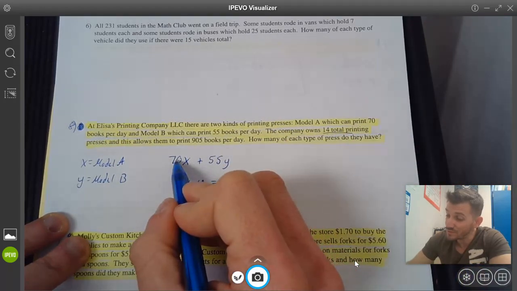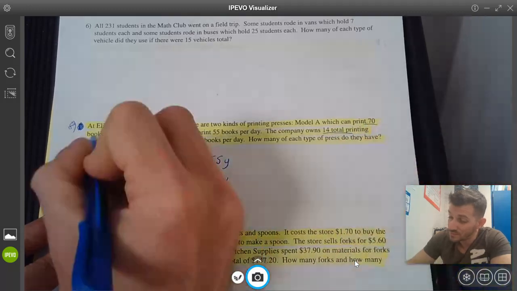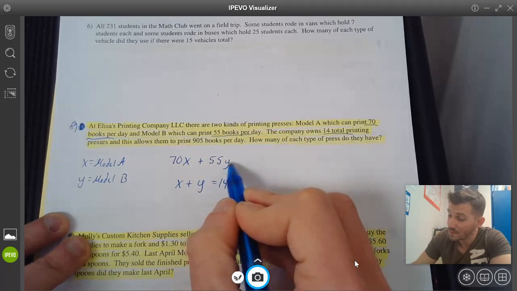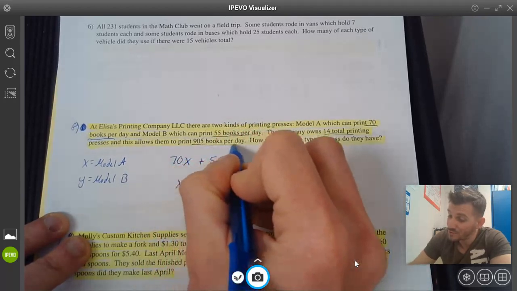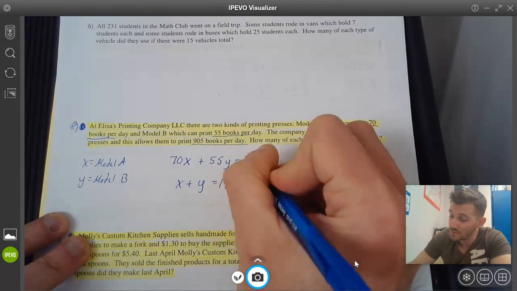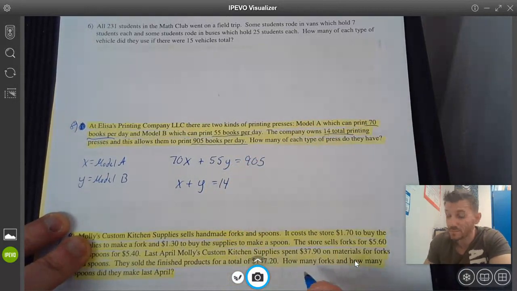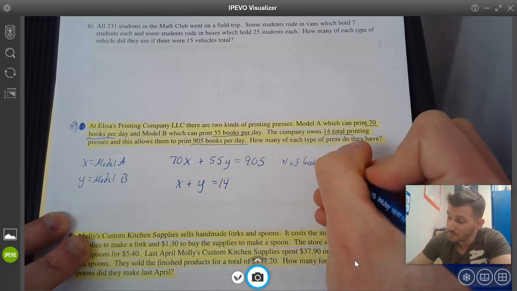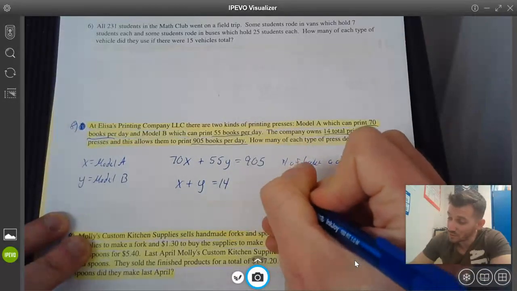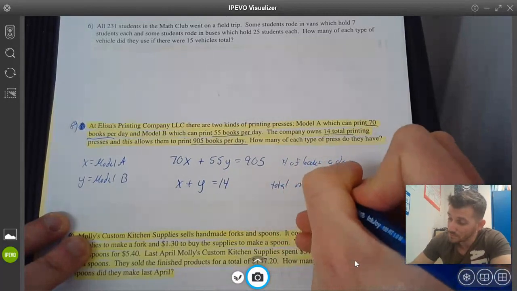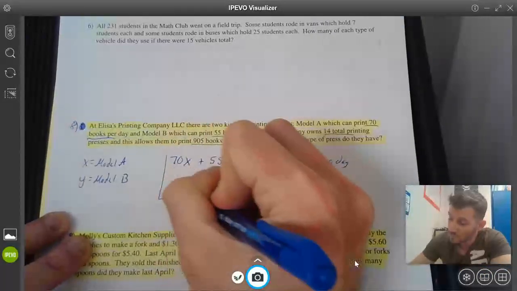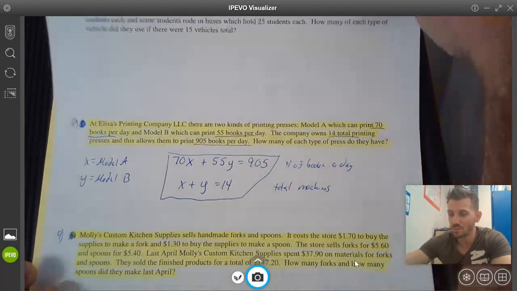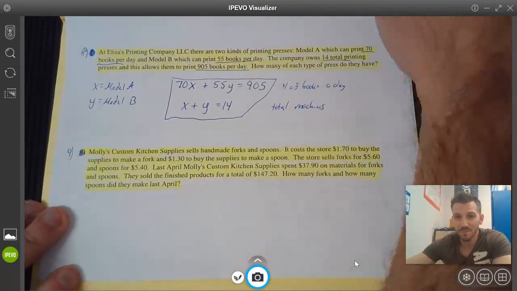And remember, it was 70 books a day. Let me underline it. 70 books a day, 55 books a day, and there was a total of 905. There's our last piece of information we were missing. So this was the number of books a day, and this was the total machines. Okay, hopefully you're seeing a pattern in these word problems. Last one for the day.